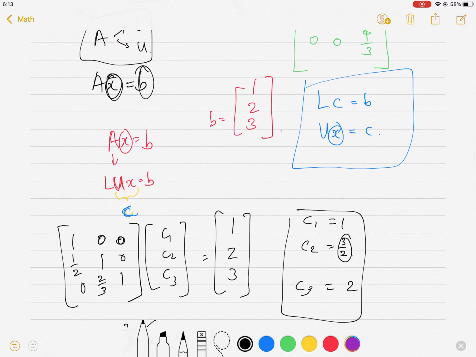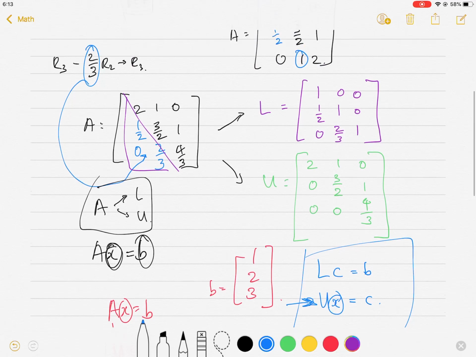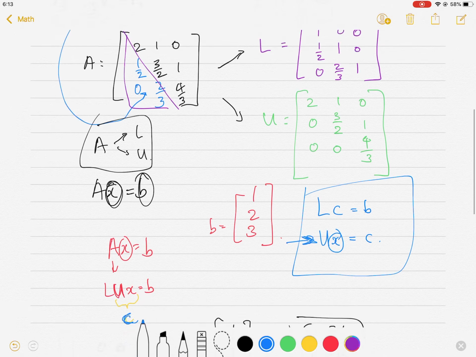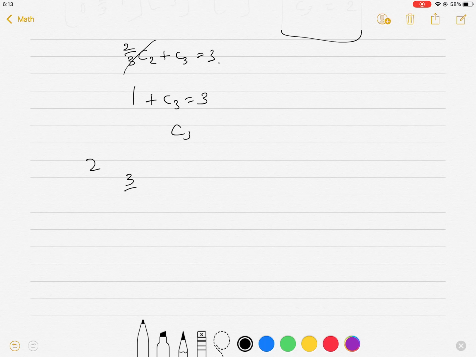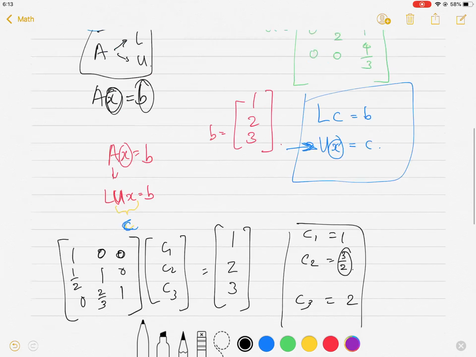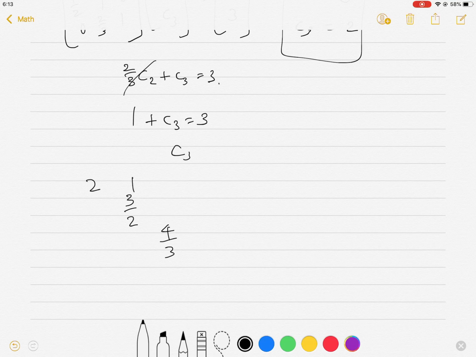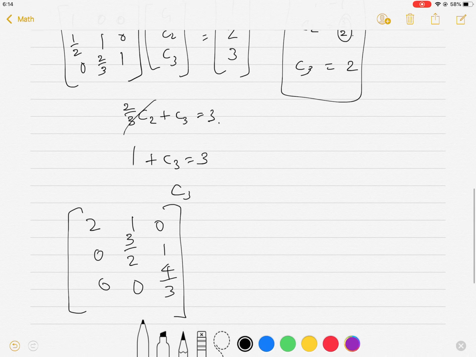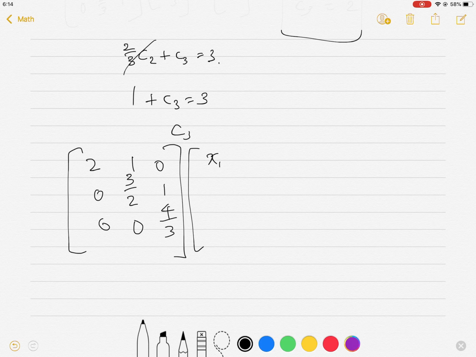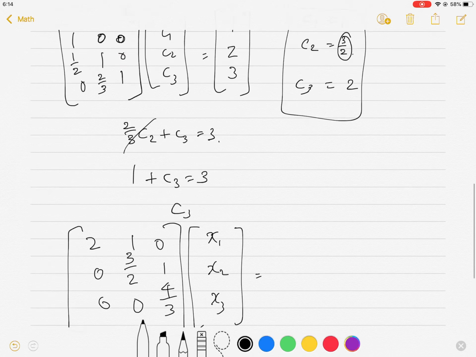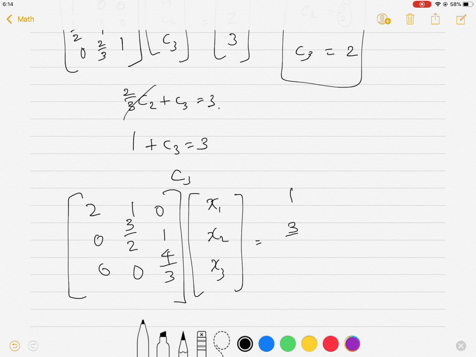So we solve for C, now we have to solve for X. And we use the second equation right here: UX equals C. Now what was U? 2, 1, 0; 0, 3/2, 1; 0, 0, 4/3. Everything else is 0. This is the U that we figured out earlier. And then we have x1, x2, x3. And then we have C: 1, 3/2, 2.